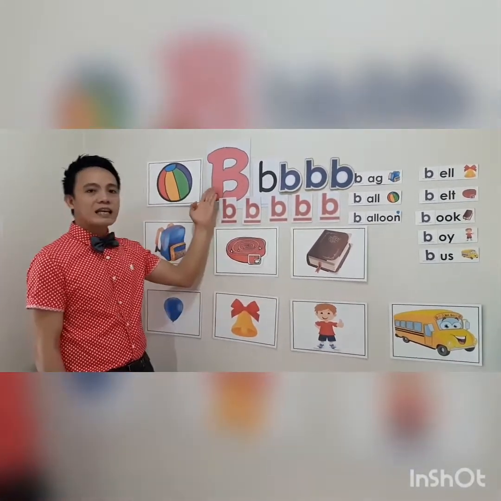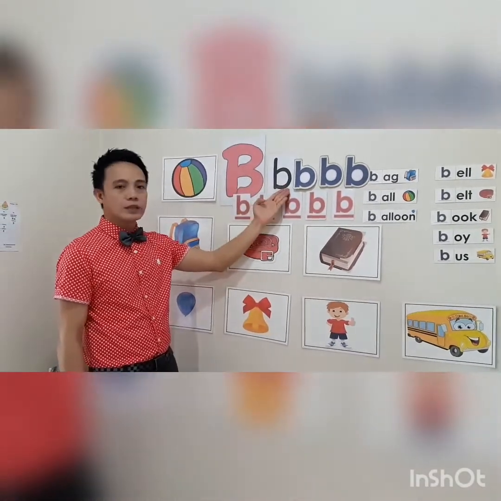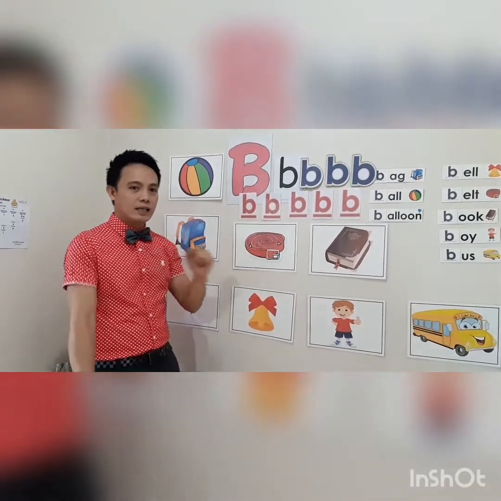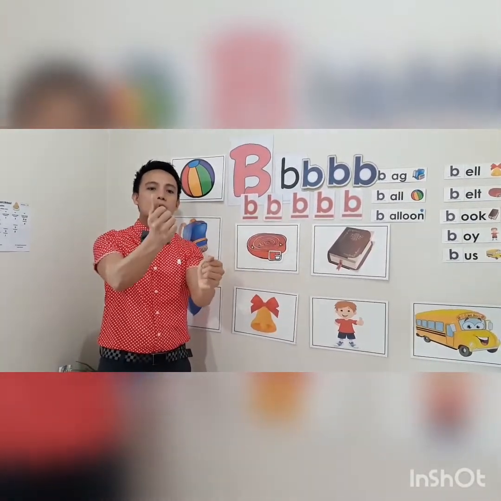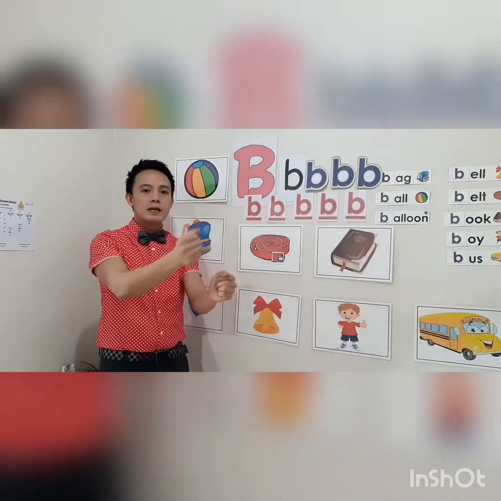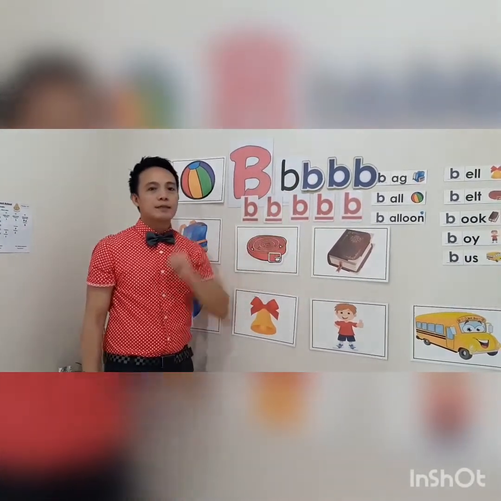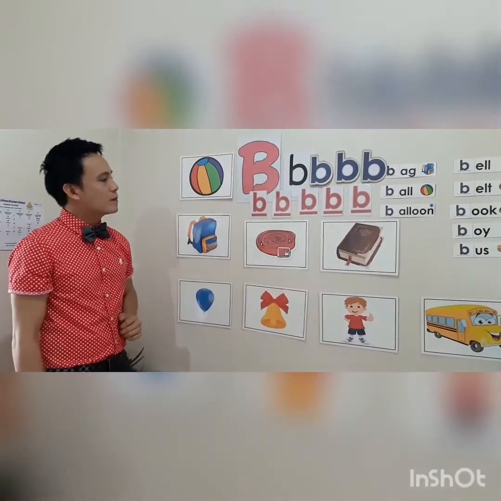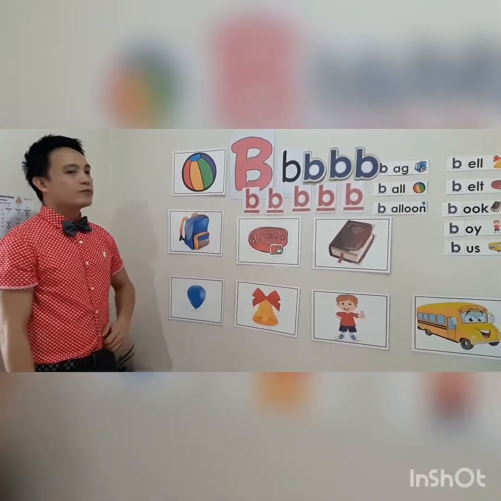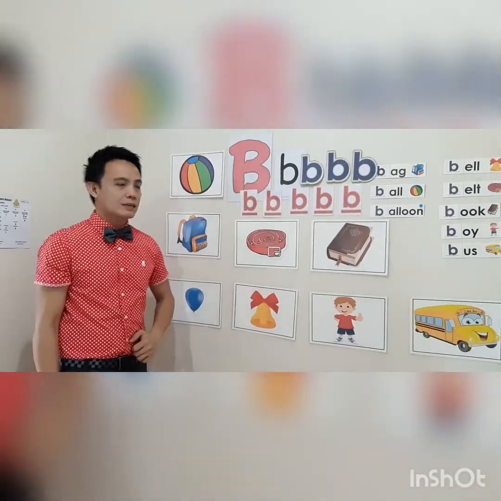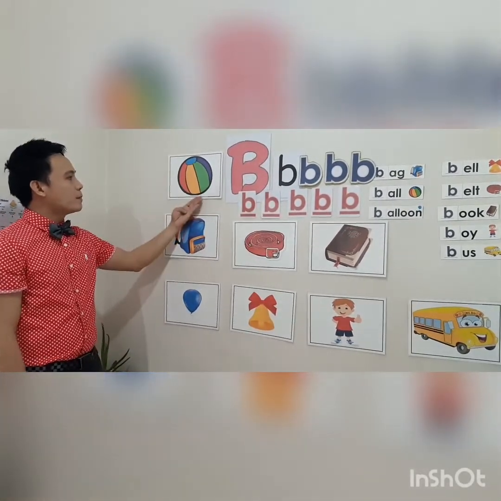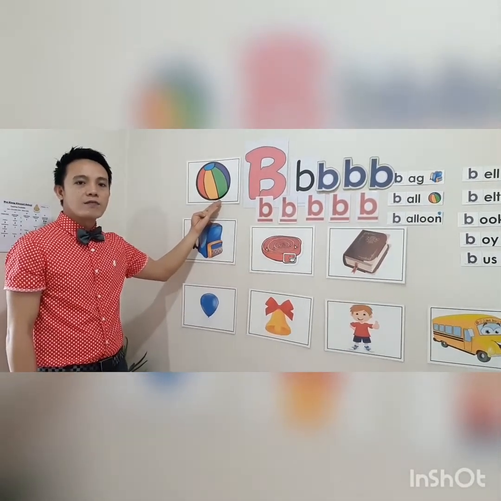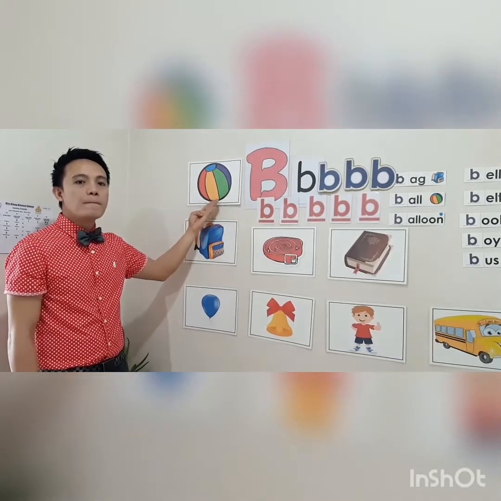This is the capital B and the lowercase b. The sound is B and the action is this one. B, B, B. All right, I have here some pictures for letter B. Follow or repeat after me. Let's start. B, B, ball. B is for ball. B, B, ball.